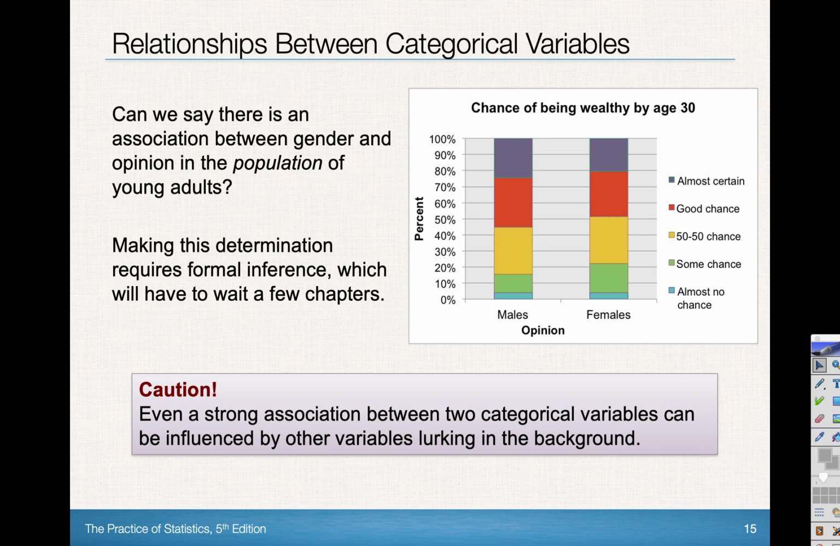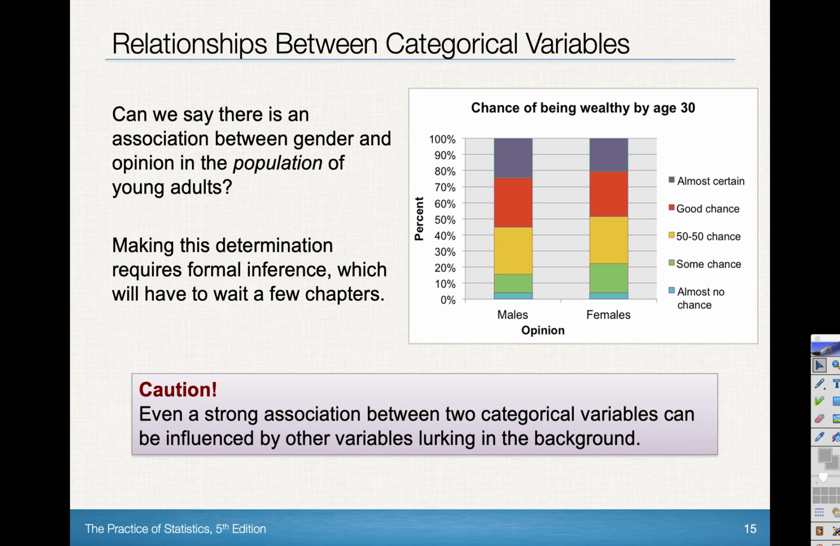Lurking variables. This is the example I love to give every year. You're going to think about what kind of lurking variable might be in the background. The statement is: the sales of ice cream increase at the same time that the number of shark attacks increase. Does that mean that ice cream sales are causing shark attacks?